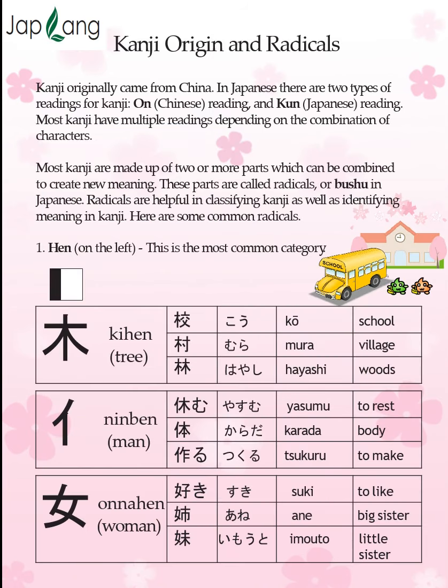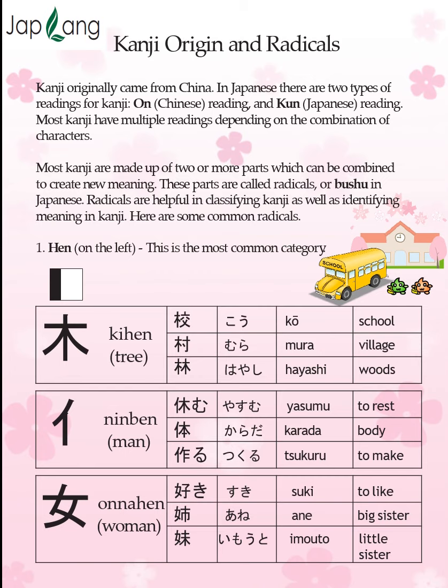Here we come to the basic radicals. First, where was the origin of the kanji? Kanji originally came from China. In Japanese, there are two types of reading for kanji. One is called onyomi, the Chinese reading, and the other is kunyomi, the Japanese reading. Onyomi we mainly write in katakana, and kunyomi in hiragana. We'll be learning these as well.